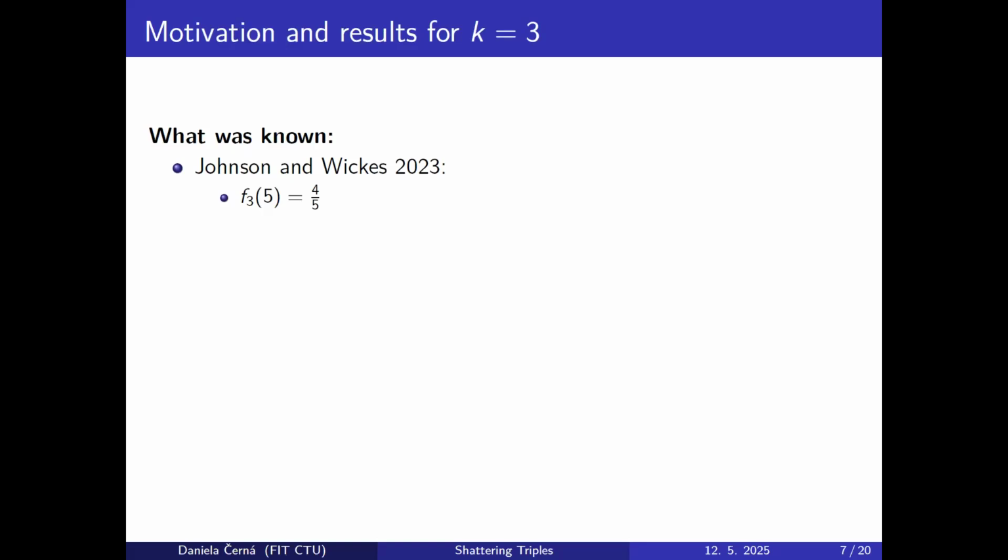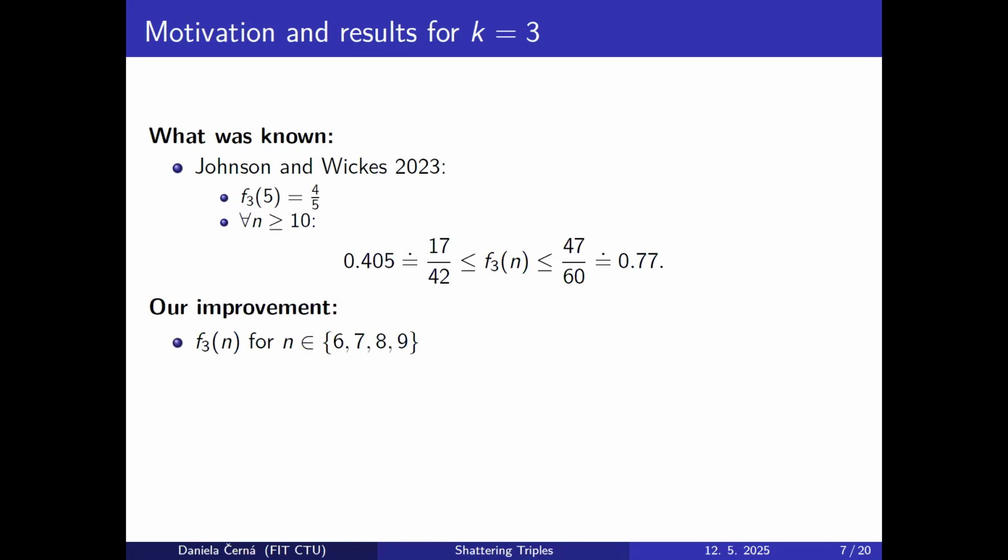And now we looked at the case k being 3. So we are actually shattering triples with 6 permutations, as was said in the title. And what was known, Johnson and Wickes showed that f_3(5) is 4/5, and also proved that for all n at least 10, f_3(n) lies between these two numbers. There's still quite a big gap, which we wanted to reduce.